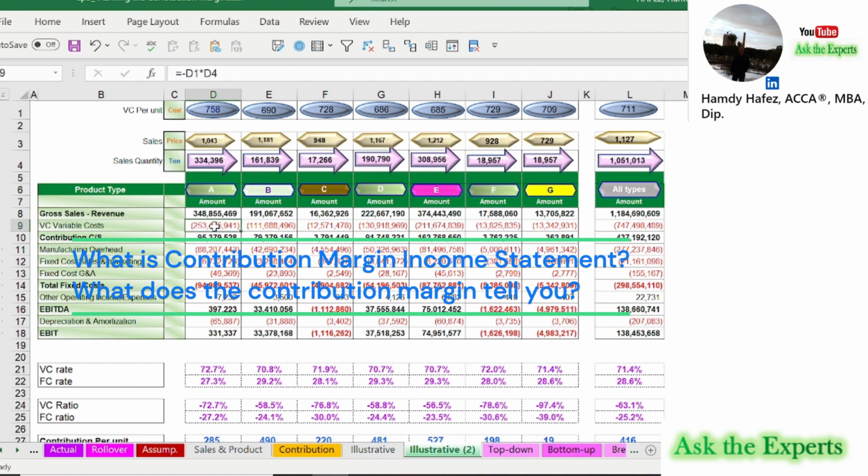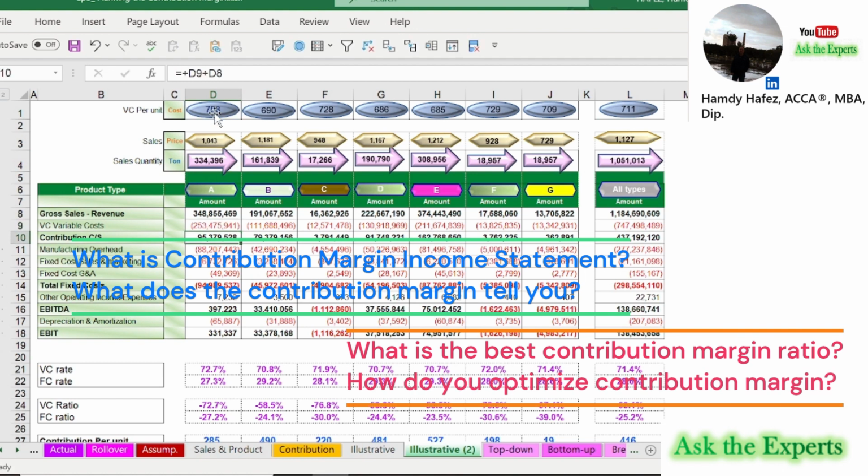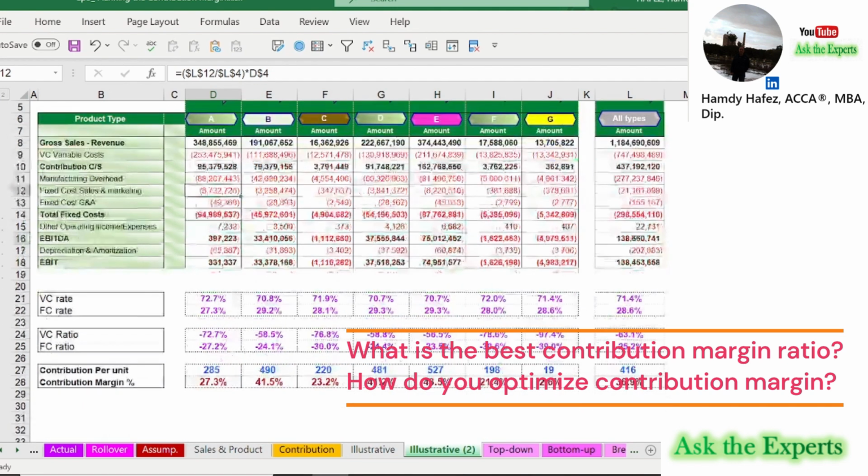What is a contribution margin income statement? What does the contribution margin tell you? What is the best contribution margin ratio? How do you optimize contribution margin? And how to control both your variable and fixed costs? We will try to discuss all these questions and more with many practical illustrative examples in the next episodes.